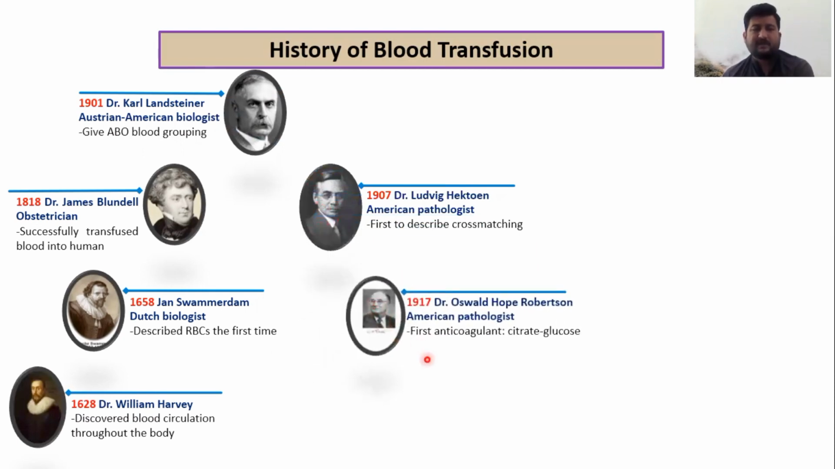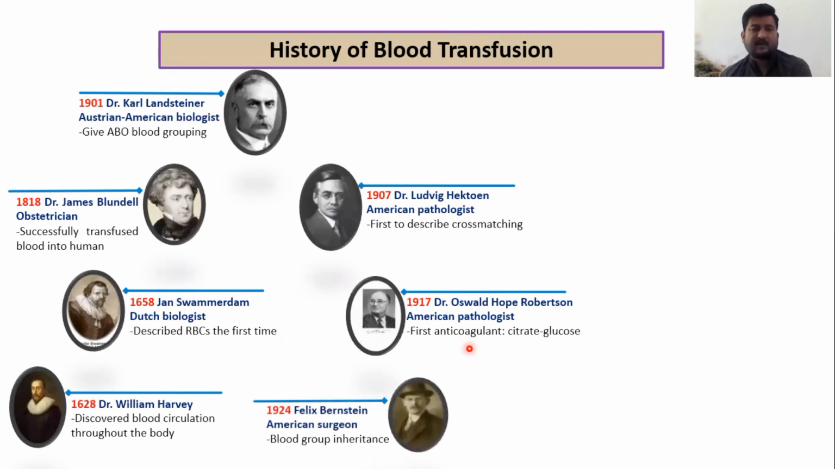Then in 1917, right after 10 years, Dr. Oswald Hope Robertson, an American pathologist, discovered the first anticoagulant, citrate glucose. This anticoagulant is used to preserve blood for a long time. Nowadays, many other more efficient anticoagulants have been discovered, and by using these anticoagulants we can store blood for a maximum of 35 days. For example, CPDA-1 is used to preserve blood for 35 days with 80% viability of red cells.